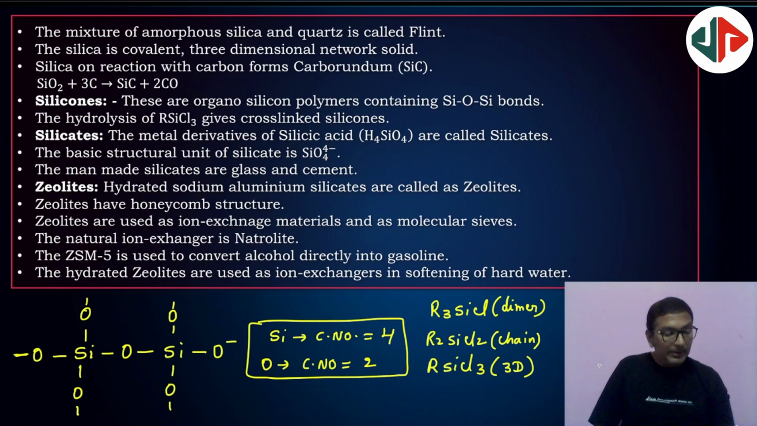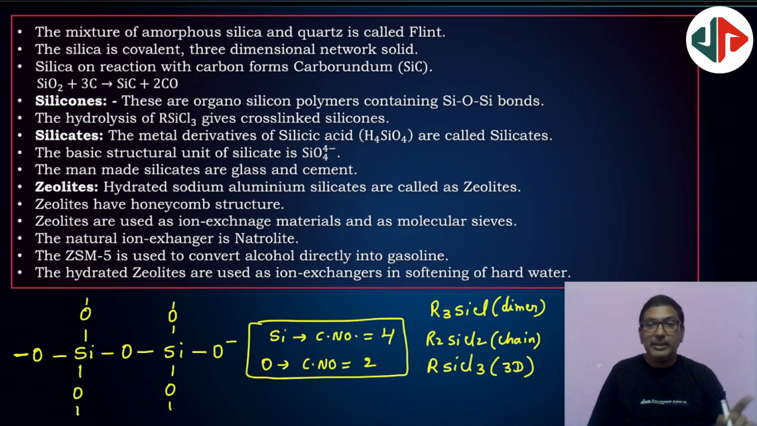Next, ZSM5 is one type of zeolite. It can be used to convert alcohol directly into gasoline. Gasoline is nothing but petrol. Next here, see here it is given. Hydrated zeolites are used as ion exchangers in softening of hot water. Sodium permutit can be used.